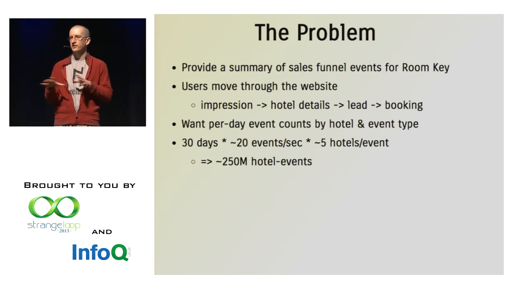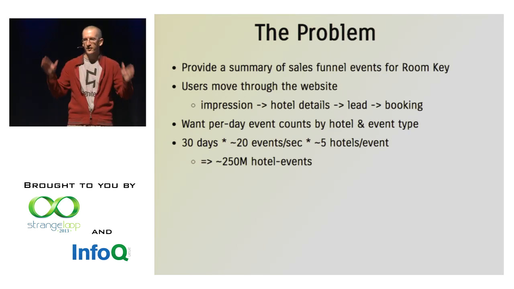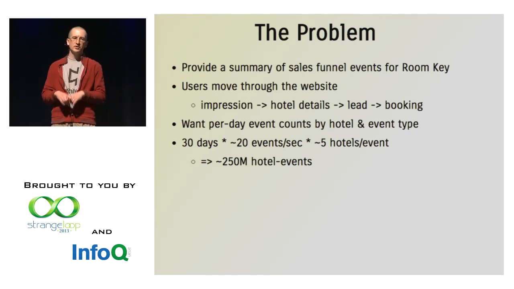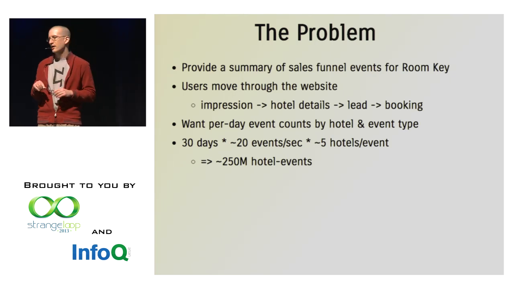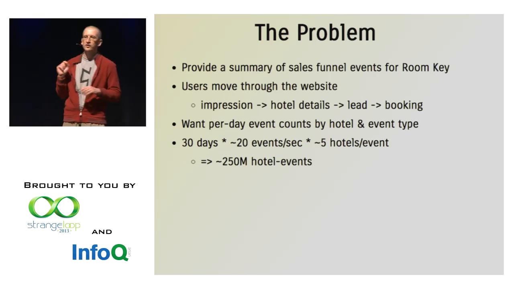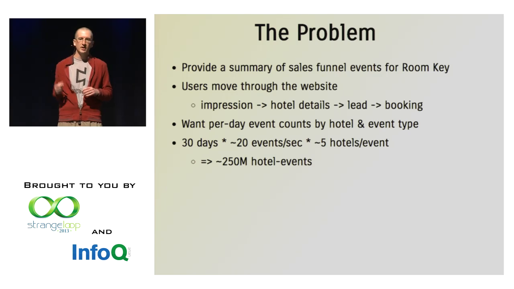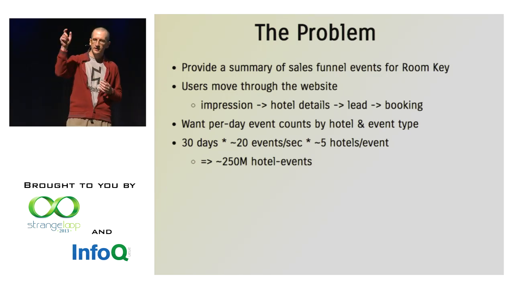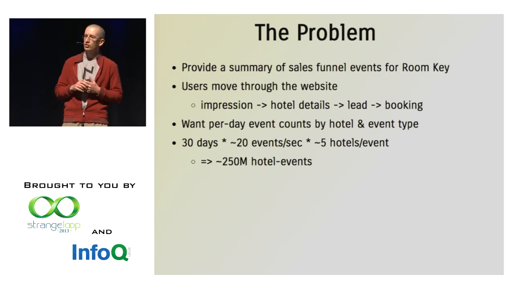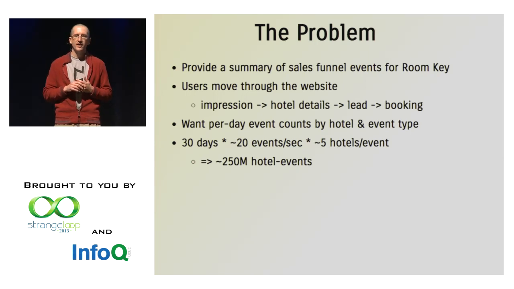That is called, in a way that's irregular relative to the way most people talk about impressions, the impression. So that would be, we just showed the user these 25 hotels. The user might then click on one of those hotels and get details about that hotel. From there, they might click on the hotel with the intention to book a room. We call that a lead. And then if they go through with the process and book the room, there's a booking.